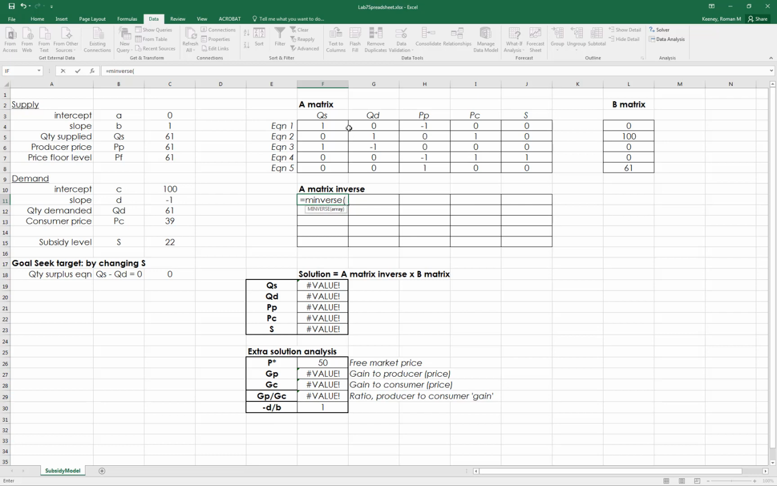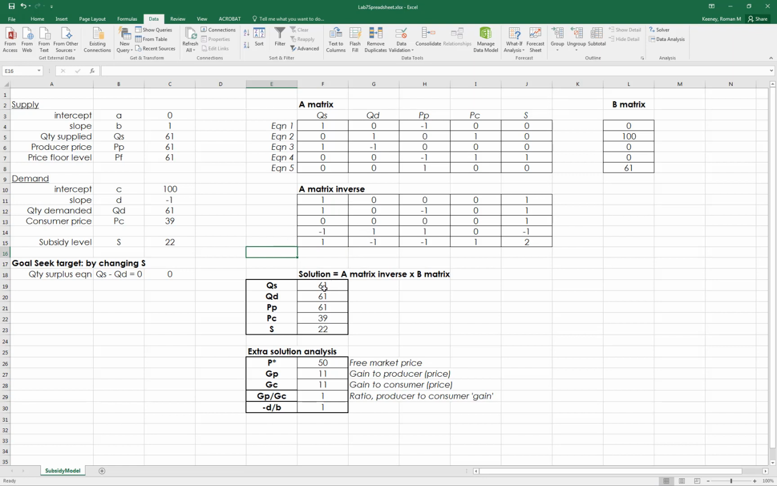MINVERSE, highlight the entire array up here as the input to that cell, and then hit enter. Then what we need to do is highlight all the area that would be part of the new inverse, hit F2 to enter an array formula, and then you hit Control Shift Enter, and it fills everything in. Okay, and so that's an array formula, not too important, because these are going to be set up for you.